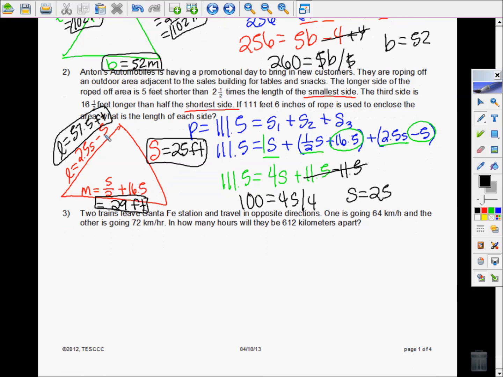All right, our last problem, probably for the day, is number 3. Two trains leave Santa Fe Station traveling in opposite directions. So this is Santa Fe Station. This is train 1 going that direction. This is train 2 going that direction. Train 1 is going 64 kilometers per hour.